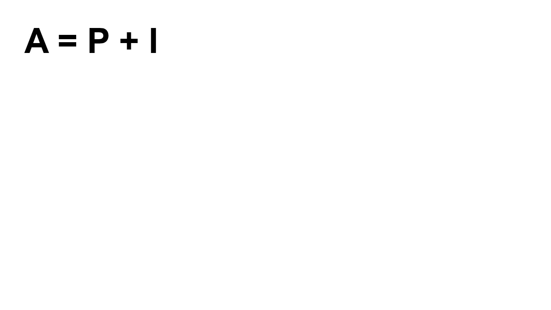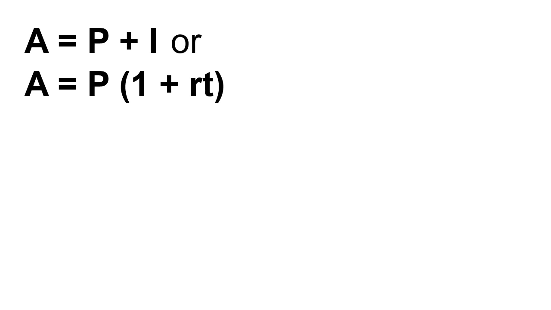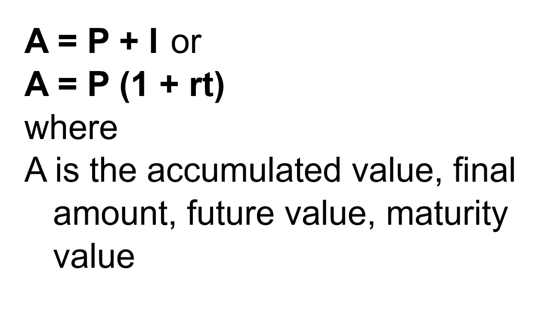Another formula is A equals P plus I, or A equals P times 1 plus RT, where A is the accumulated value, final amount, future value, or maturity value. Sometimes it is also called accumulated amount. In some books, the representation of the future value is F. So here, we're using the capital letter A.